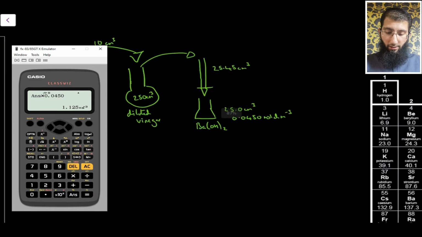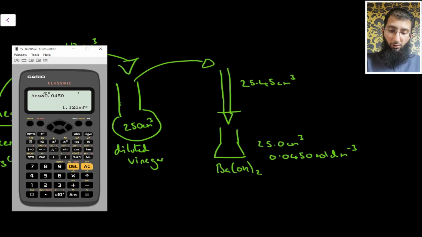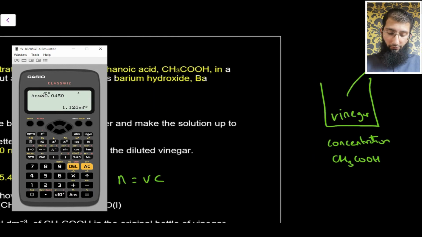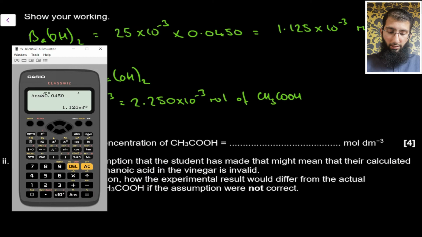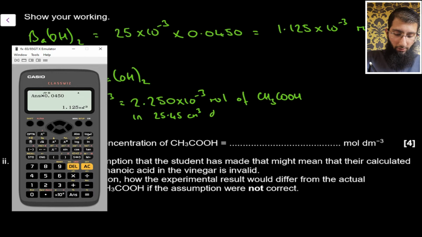But we need to identify what volume that is in. According to our diagram, that's in 25.45 cm³ of the diluted vinegar. We know that. How does this help us? Well, we know our diluted vinegar solution started off with a volume of 250 cm³. So it's prudent to work out the number of moles of ethanoic acid in the original 250 cm³ of the diluted vinegar. So how do you do that?